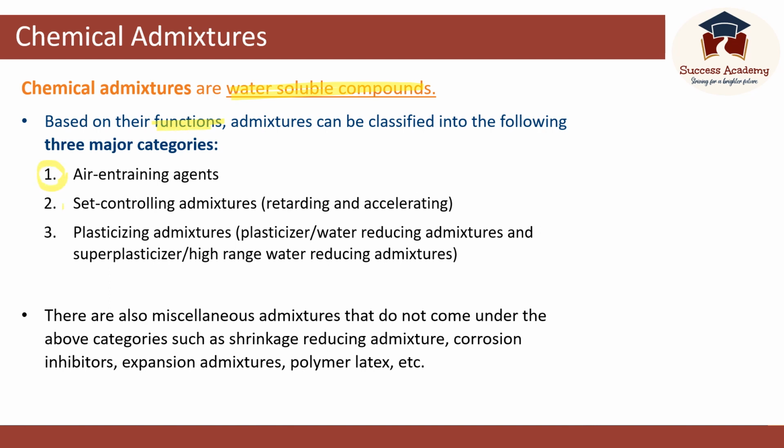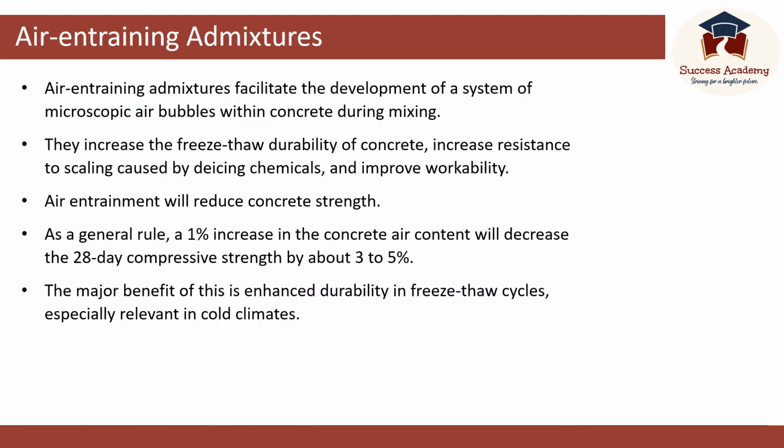Air-entraining agents, set controlling admixtures. We have retardants and also accelerants under this category. We have plasticizing admixtures. We have plasticizers and superplasticizers under this category. They are water-reducing admixtures. There are also miscellaneous admixtures that do not come under the above categories, such as shrinkage reducing admixtures, corrosion inhibitors, expansion admixtures, polymer latex, and so on. Let's discuss more details about the main three chemical admixtures.